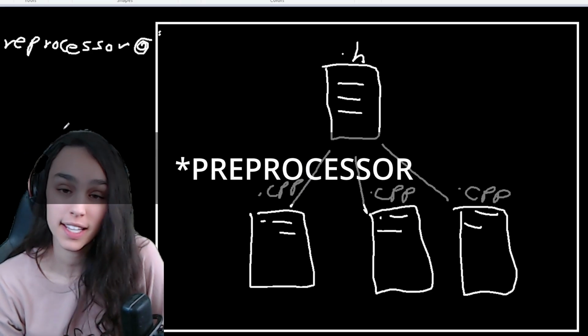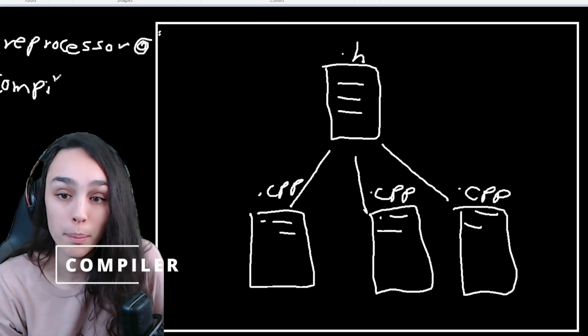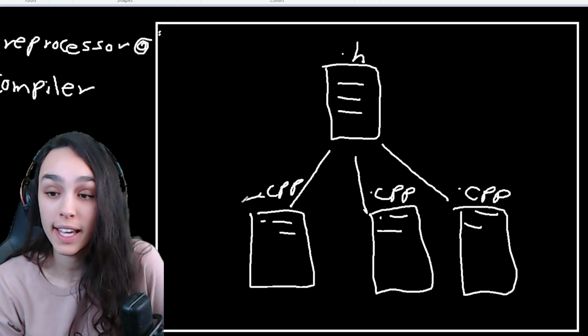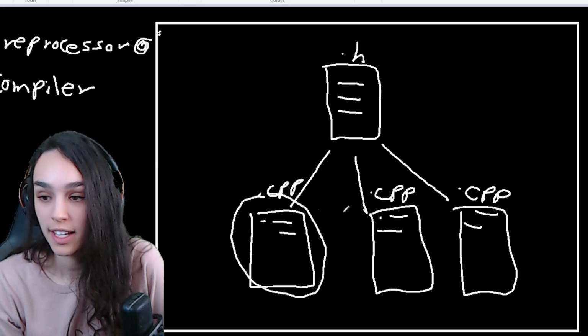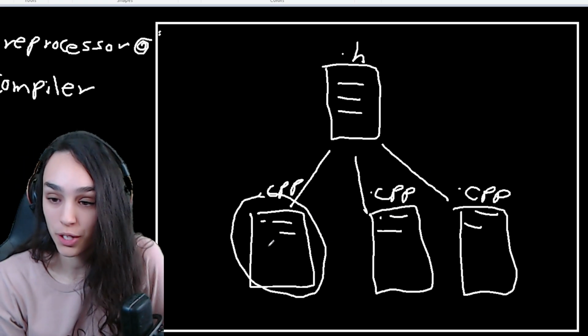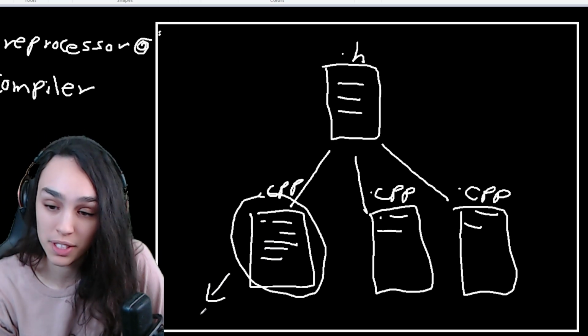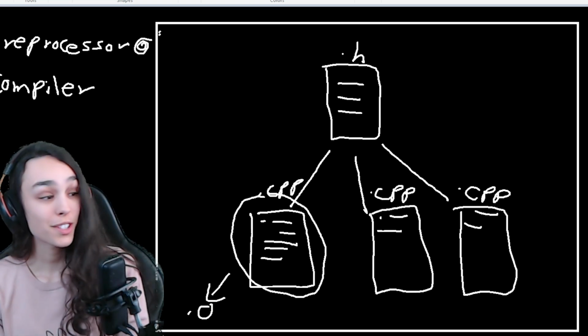The reason it does that is it's preparing for the second step, which is called the compiler, the compilation process. Now, the compiler only cares about these C++ files. It's going to work on each of these files individually. And its job is to turn this C++ code into machine code, and then to turn it into something called an object file.